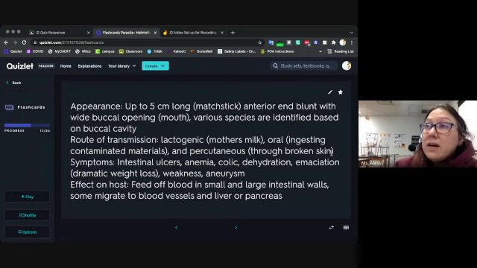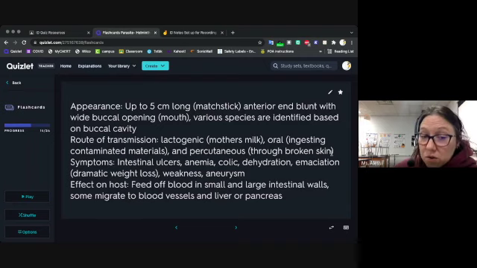So then if you're passing through a contaminated area, the strongyles can get through that. Symptoms are going to be intestinal ulcers, anemia, colic, which for horses is like an upset stomach. It's way more than that, but for a horse to have an upset stomach could be fatal. Dehydration, emaciation, so dramatic weight loss, weakness, and aneurysms.